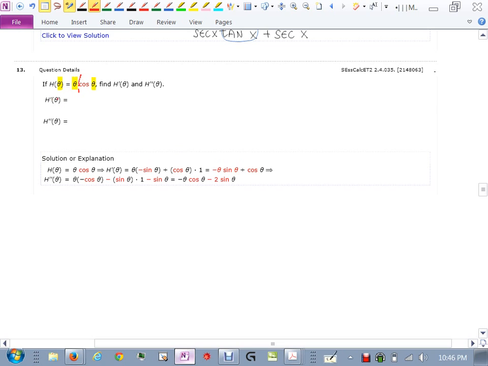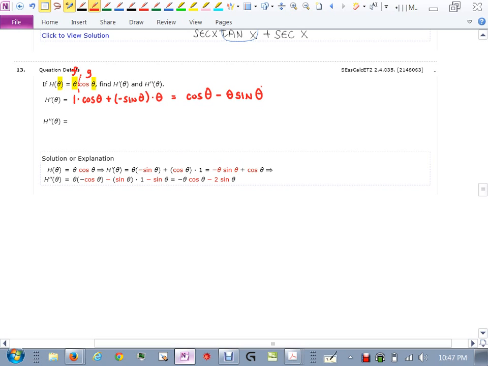So let's try our h prime. Remember, this is like our f, and this is like our g. So we're going to go f prime. The derivative of theta is like saying derivative of x. That's 1 times g, cosine theta, plus, because product rule, derivative of g, which would be, derivative of cosine is negative sine theta, then times f, which is theta. And now, clean this up a little bit. We have a cosine theta out front. And then this theta, I'm going to slide it in front and make that a subtraction, so minus theta sine theta.